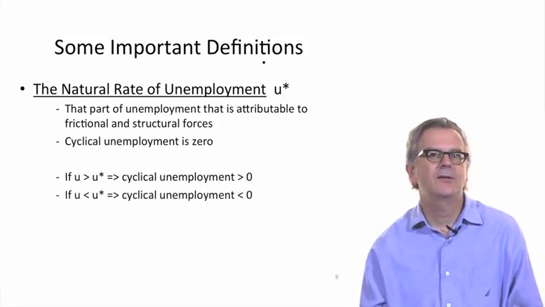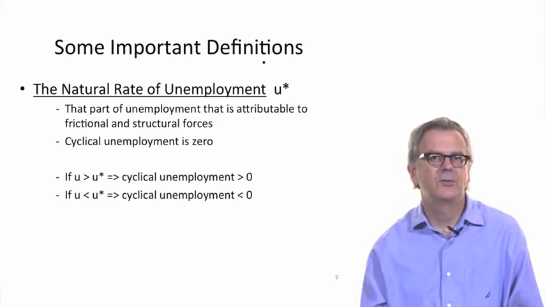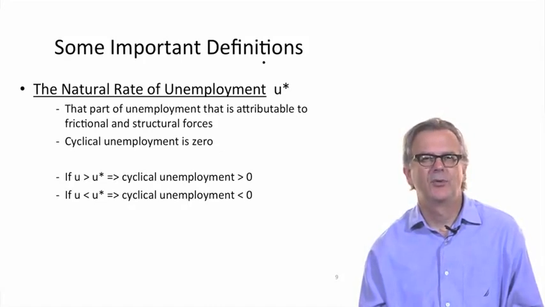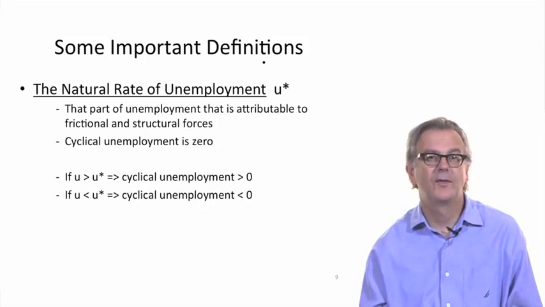If, however, the actual unemployment rate were to be below the natural rate, then you would be talking about a situation in which cyclical unemployment was actually a negative number. That might sound a little strange to you. How can cyclical unemployment be a negative number? How can we even have the actual unemployment rate below the natural rate of unemployment?